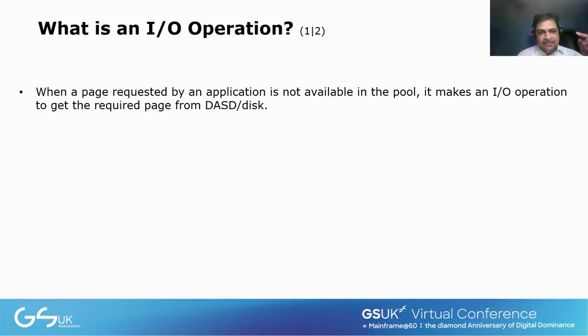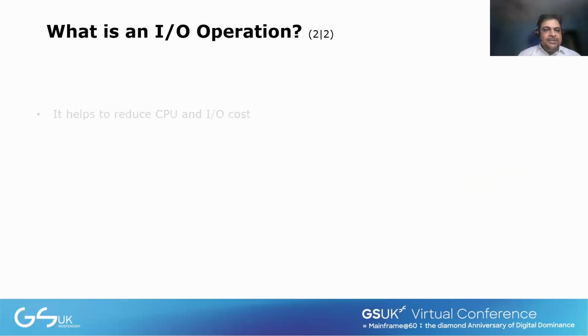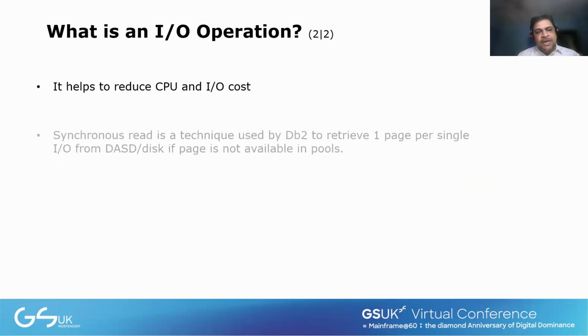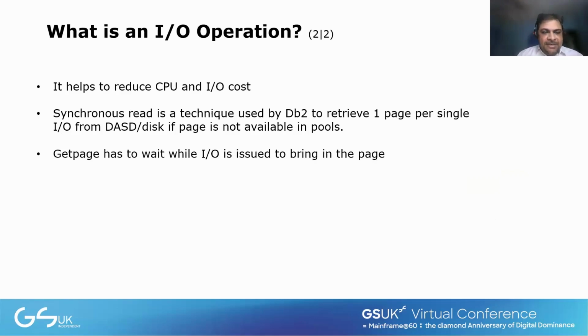Then another pointer which you have to always keep in mind is IOs. So how many IOs are happening? Are the IOs happening more? You need to consider that, because more IOs means more CPU. Lesser IOs, lesser CPU. Prefetch, which I mentioned about.